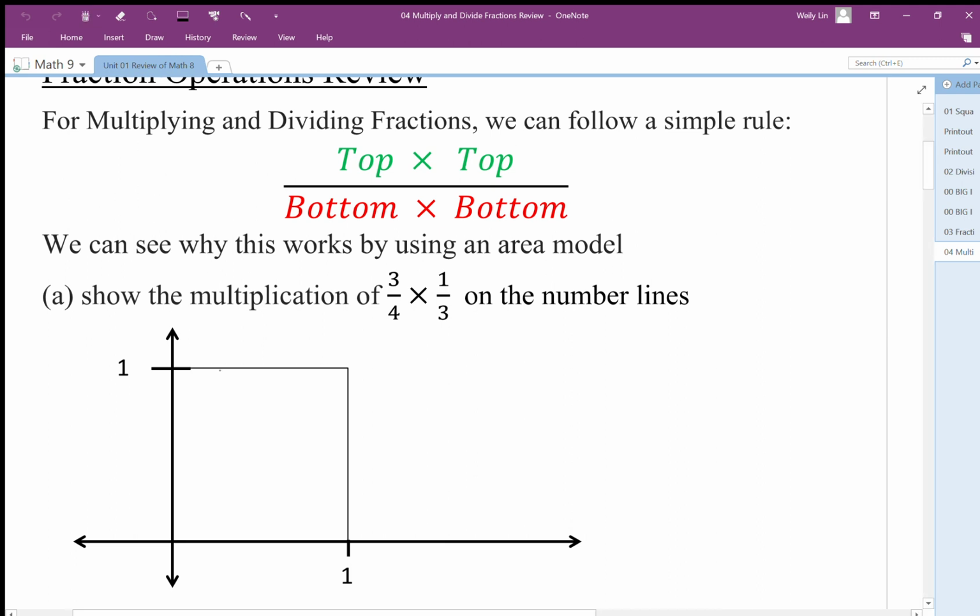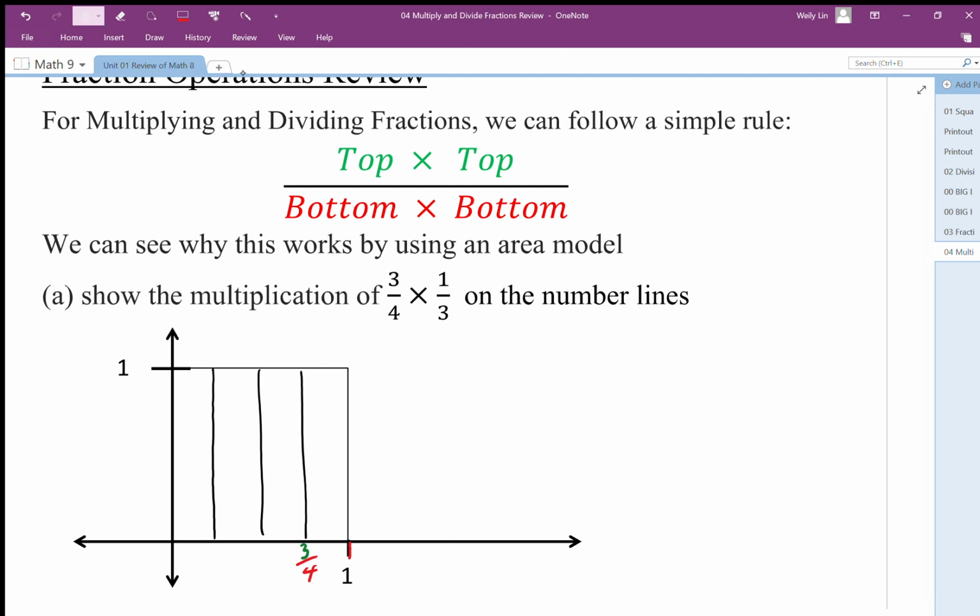3 over 4, we can show 1, 2, 3, 4 parts. And we're going to show 3 parts that make up the parts. And then we have 4 parts that make up the whole. Okay, and that represents the one whole here.